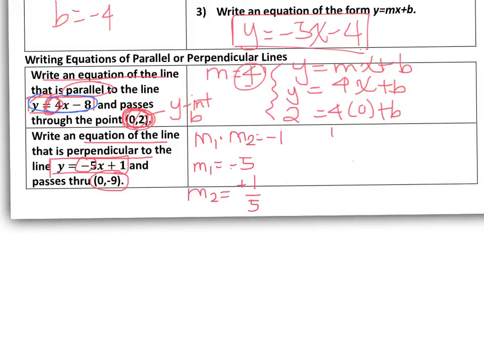And then now I have the slope, and again, look at this point, it passes through the y-axis when x is 0, so this has to be the y-intercept. B is negative 9. I can write my equation now. So you only need the slope and the y-intercept to write your equation.